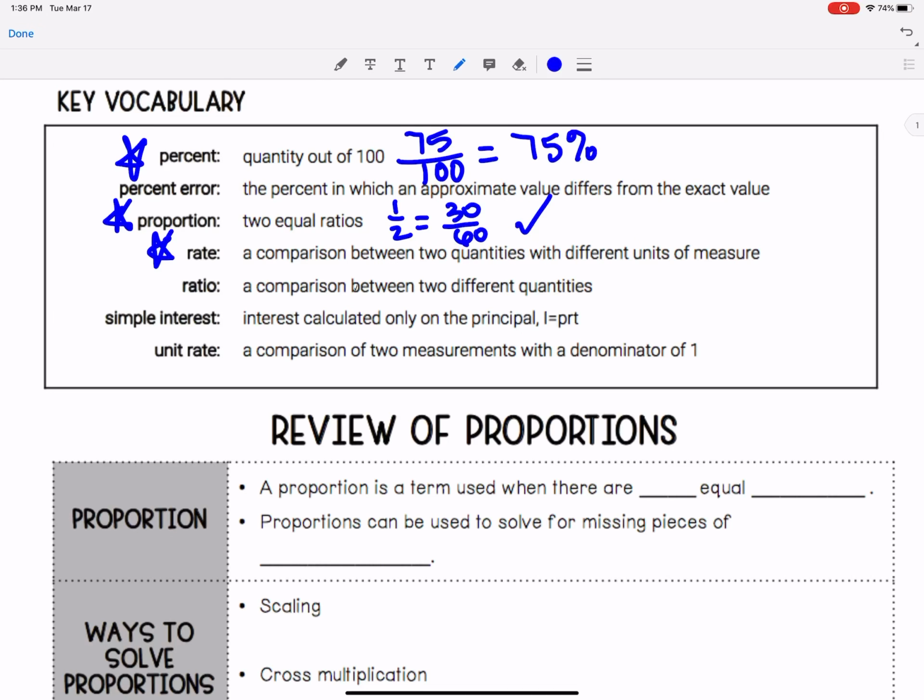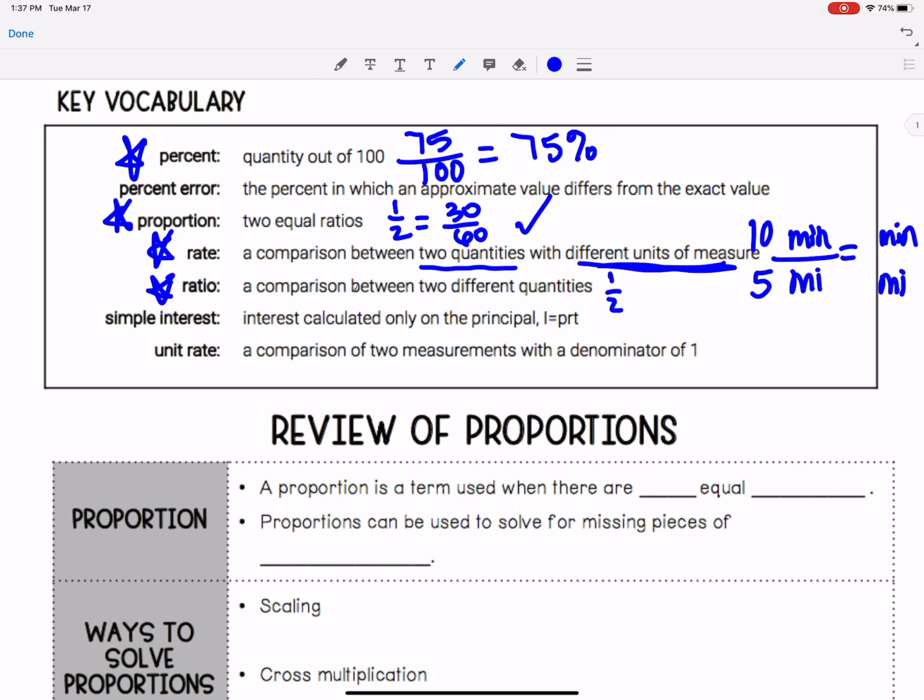The next one is rate. We've talked about this word before. It's a comparison between two quantities with different units of measure. So you could say how many minutes per mile or miles per minute are people going. Here's the thing: we are comparing two quantities with different units of measure. I have minutes and I have miles. So that is rate. The next one is a ratio, which is a comparison between two different quantities. So that's just a fraction. You could say 1/2. That's a ratio, and yes, that's true. The next one, simple interest. We'll talk about that later.